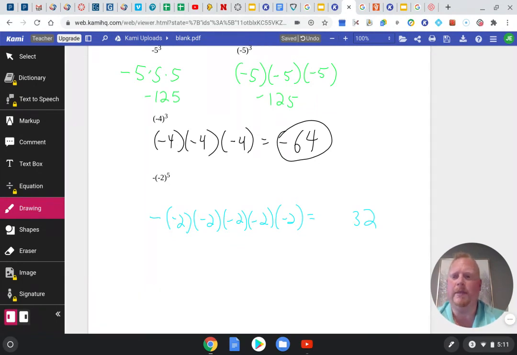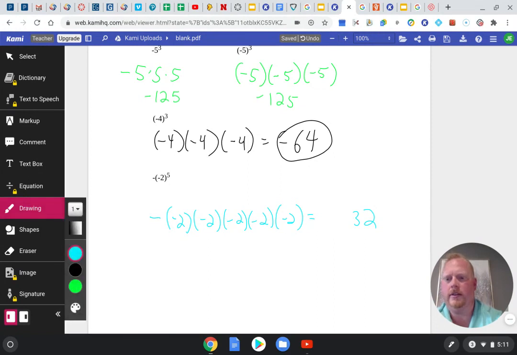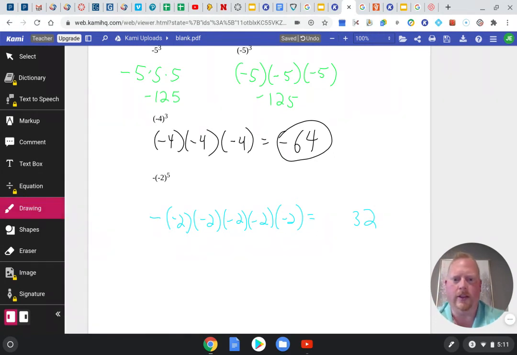Matter of fact, I've seen some people do this. They look at it and say, okay, this negative and that negative cancel out. This negative and this negative cancel out. This negative and this negative cancel out. So it's a positive 32. If you want to actually go through and cancel out the negatives, that's a great idea, a great visual to help keep things straight.